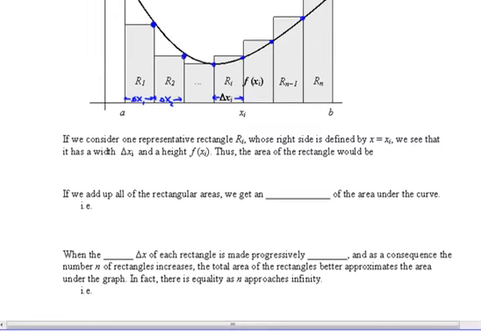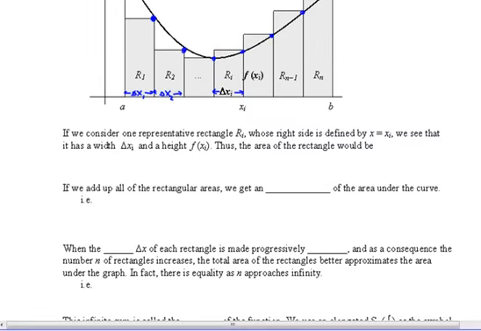If we consider one representative rectangle Ri, so that's this guy here, this f of xi is right there, and this is x of i. That kind of got positioned weird. So that's the y value right here, I can mark it f of xi, whose right side is defined by x equals xi. We see that its width is delta x, and height is f of xi. So we're going to use the area of a rectangle formula. If we add up all these rectangles, we're going to get an approximation for the area under the curve.